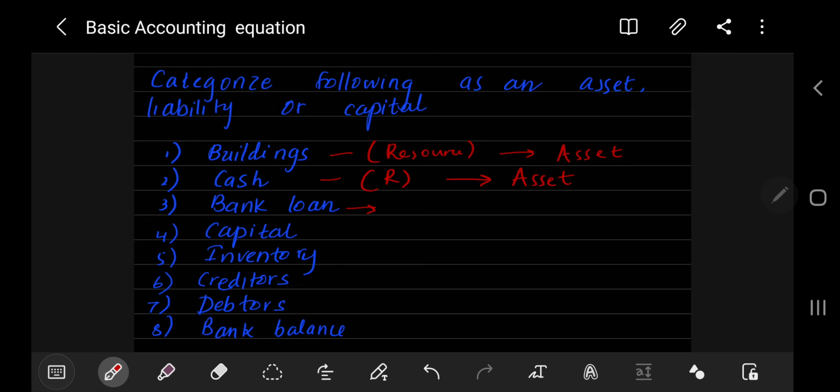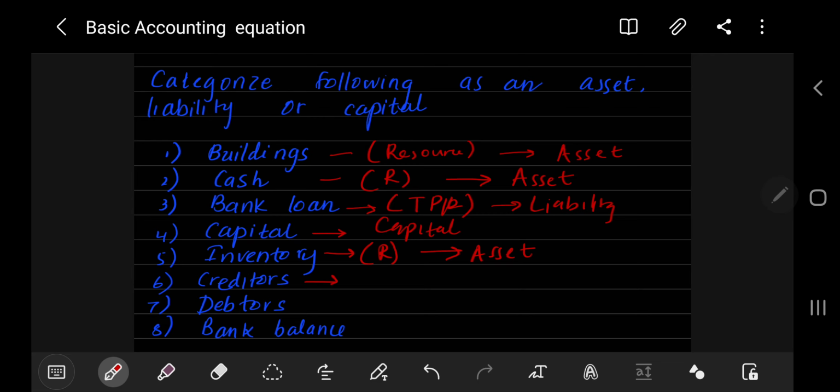Third, bank loan. It is a source of funds that the business is getting, and this source was given not by the owner but by a third party. So when there's a third party payable, we call it a liability. Capital, we know that those are own investments, so those are capital. Inventory, it is a resource of the business, therefore an asset.